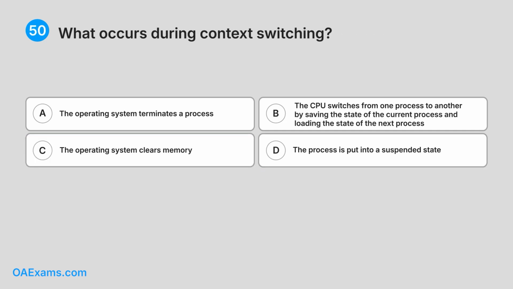50. What occurs during context switching? A. The operating system terminates a process. B. The CPU switches from one process to another by saving the state of the current process and loading the state of the next process. C. The operating system clears memory. D. The process is put into a suspended state. Can you guess the answer?